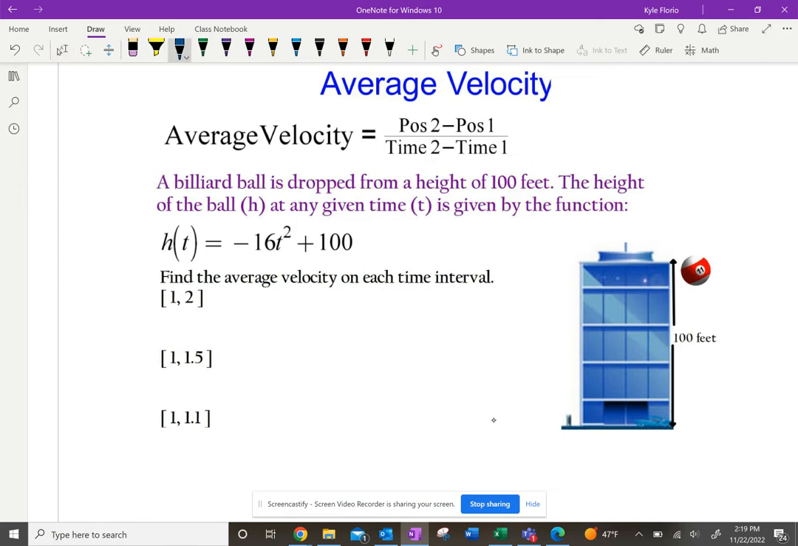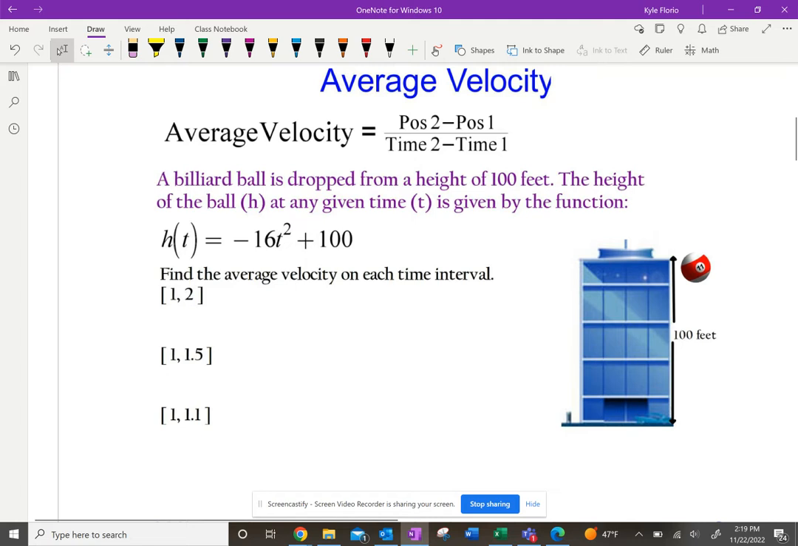A billiard ball is dropped from a height of 100 feet. The height of the ball, h, at any given time, t, is given by this function. The height according to time is negative 16t squared plus 100. To find the average velocity from 1 to 2 seconds, we're going to use the slope formula right here to find the average rate of change.